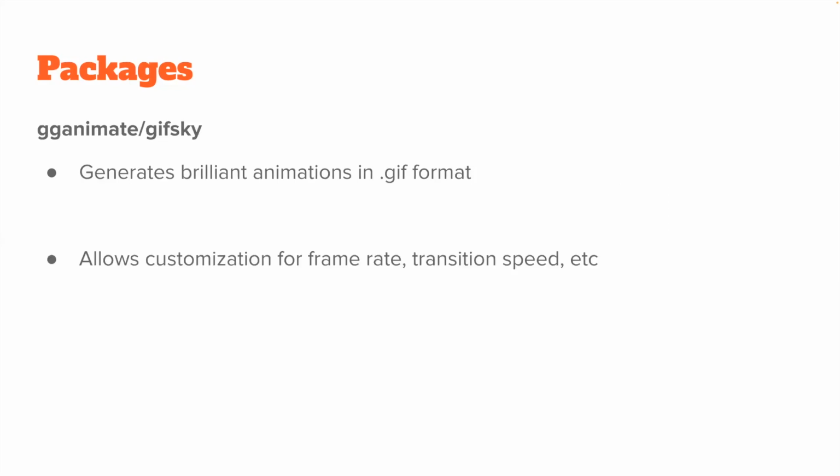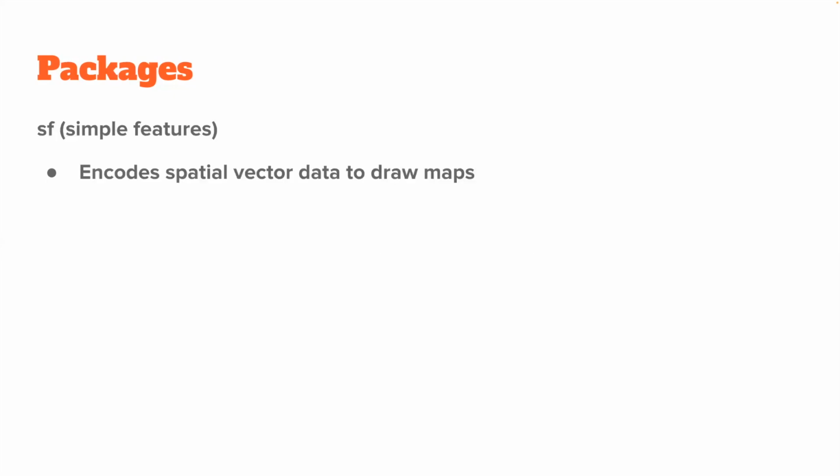Two more packages that I used are Gganimate and GIFski. These packages are used to generate animations in GIF format. The last package that I would like to discuss is SF, which encodes spatial vector data to draw maps, using the geographies provided by the census.